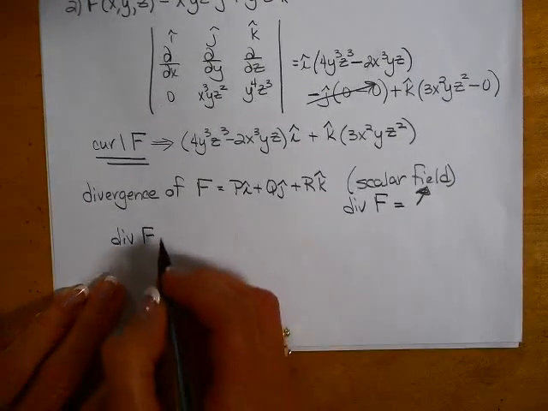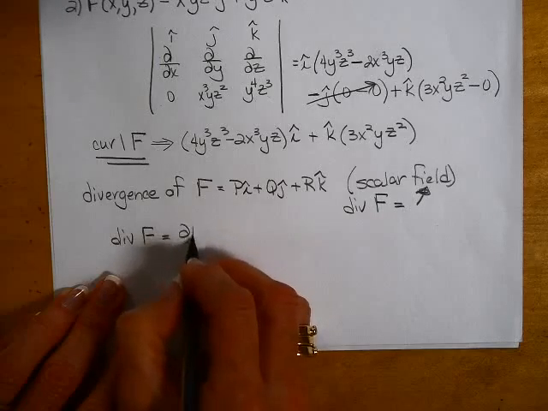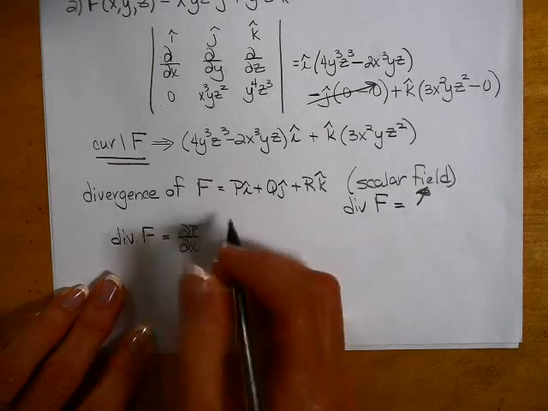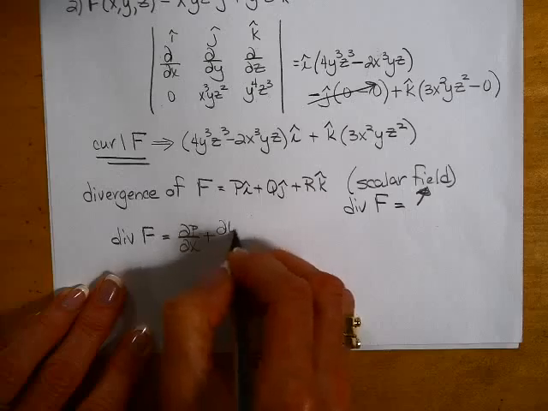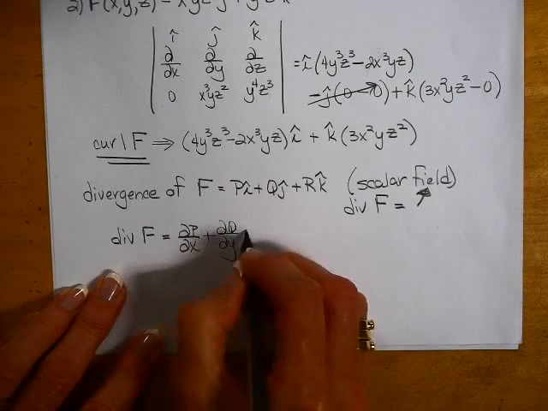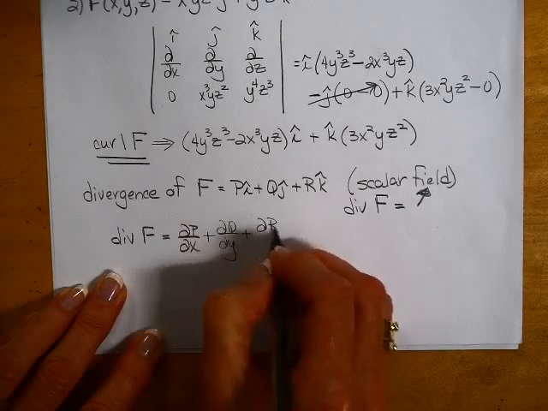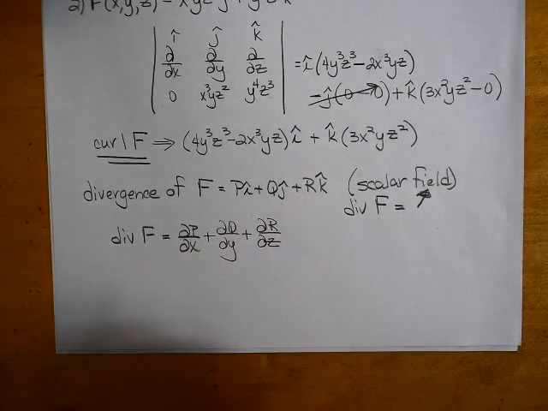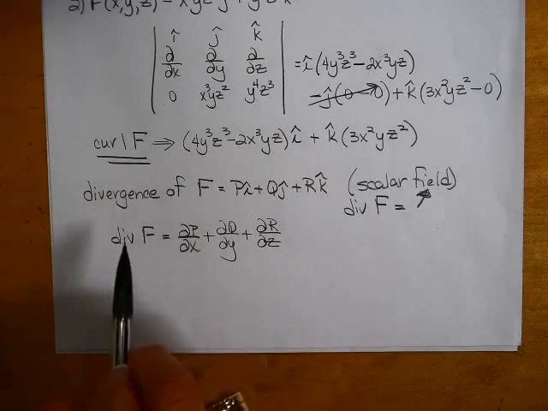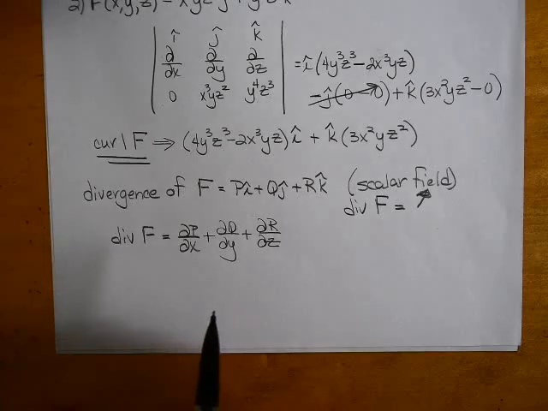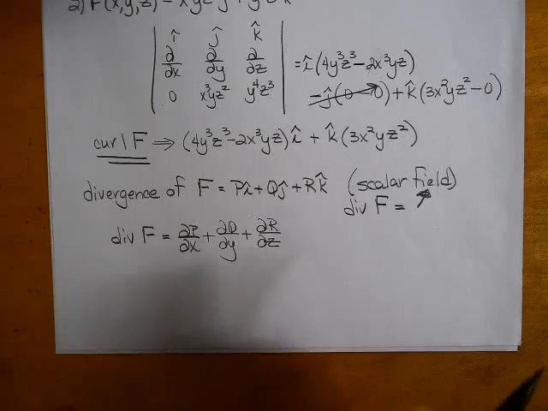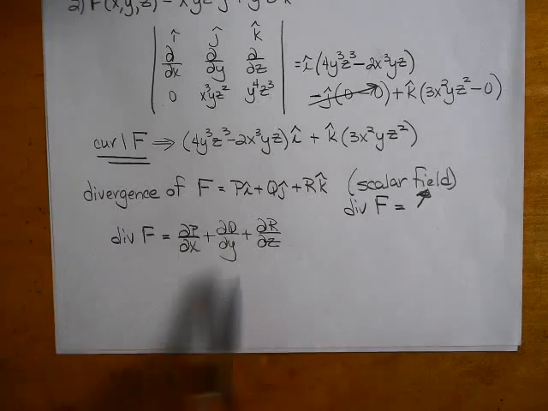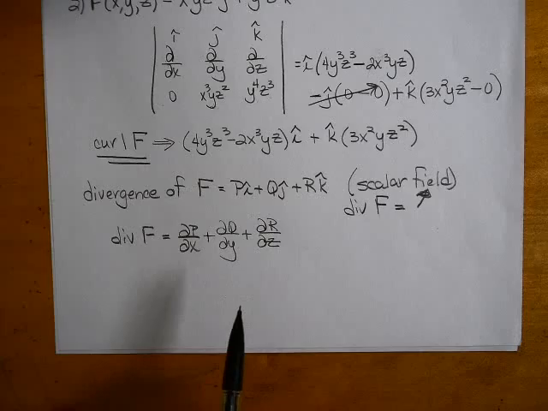And it is going to be this, the divergence of f. Symbol is div. It is the partial of p with respect to x plus the partial of q with respect to y plus the partial of r with respect to z. And that's it. And the divergence is the net change of the mass of the fluid that's flowing with respect to time. So this is a change of the fluid as it's flowing with respect to time.